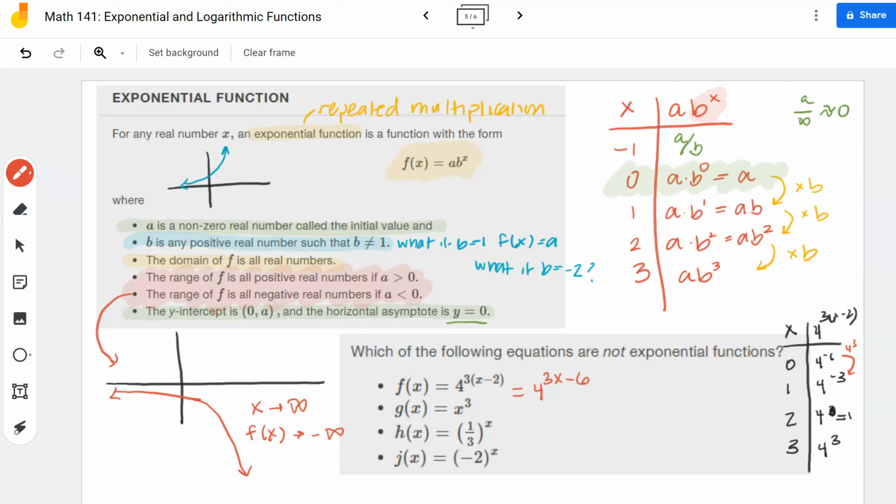And then what we're going to do is something we don't typically do, but you will have to get comfortable doing because we do this a lot, especially when you're in Calc 2 and you're messing around with the geometric series that we're going to see at the end of this semester. But we want to rewrite this as 4 to the 3x times 4 to the negative 6.